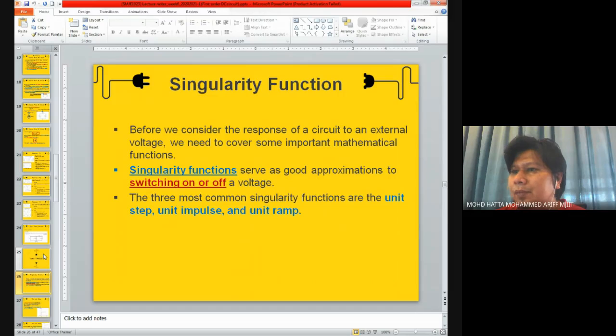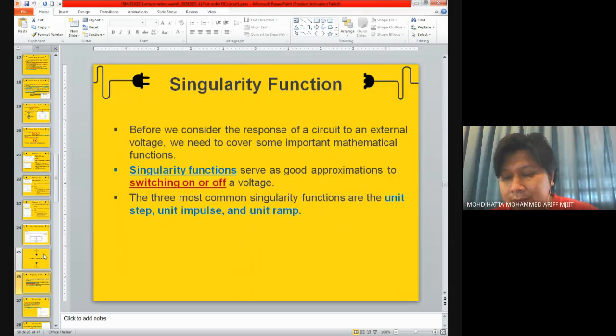Okay, that's for the first part. The first part consists of source-free RC as well as source-free RL circuit. Now we move on into the second part of this week's topic, which is RC RL circuit with source, or sometimes it's called step response RC circuit or step response RL circuit. That means the circuit during t greater than 0 is supplied with a voltage source.